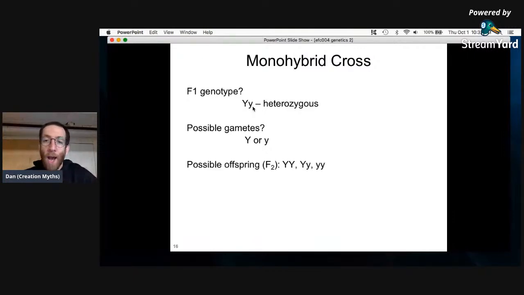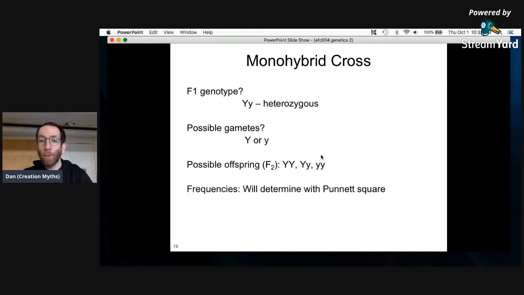So now what we want to figure out are the offspring and their frequencies. You could mix and match these two gametes in any combination, right? You could have a capital Y with capital Y, lowercase with lowercase, or you could have a mix. So you can have homozygous dominant, heterozygous, or homozygous recessive offspring in the F2 generation. But that isn't what we want. We want to know the frequencies. So we're going to determine the frequencies using a Punnett Square.